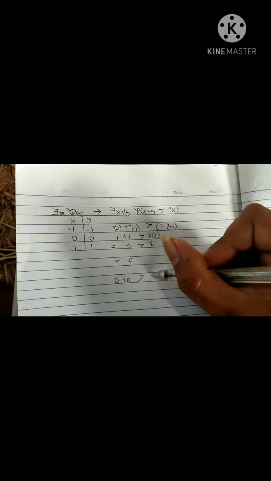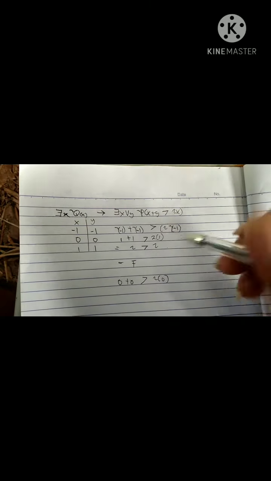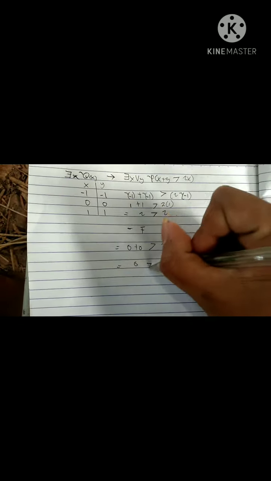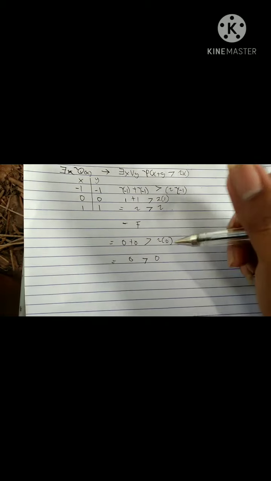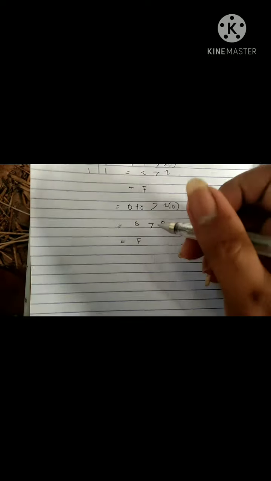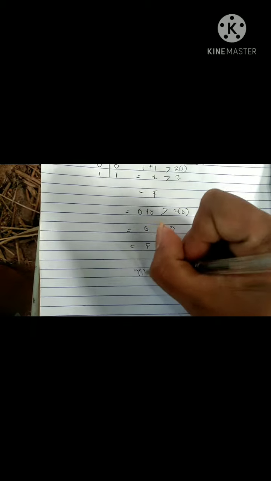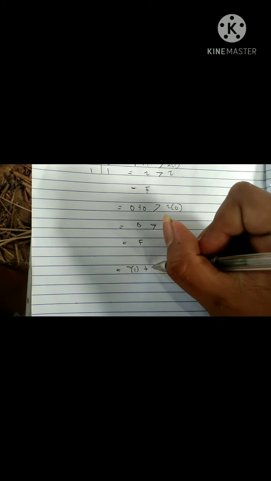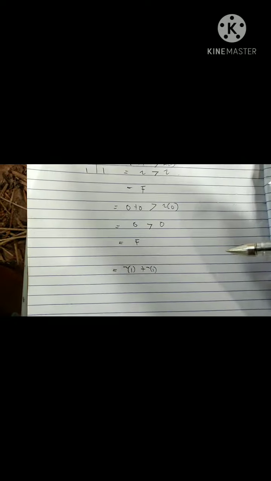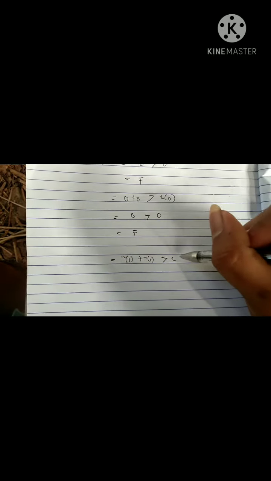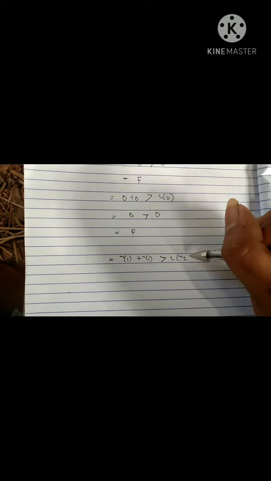The second one, 0 plus 0 is greater than 2 times 0. So 0 plus 0 is 0, greater than 2 times 0 is 0, so it is false. The next is 1. Negated 1 plus negated 1 is greater than 2 times negated 1.